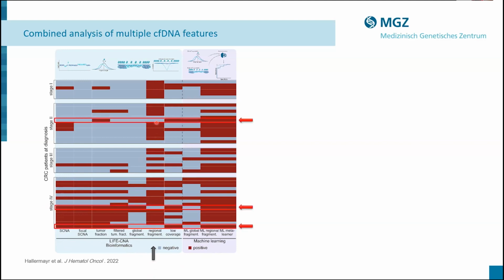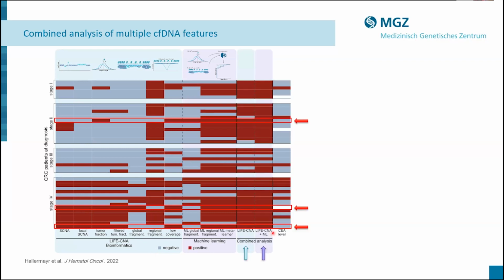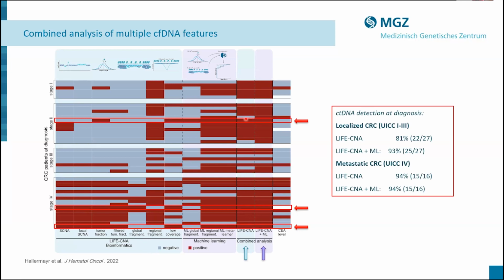However, there are some patients where we didn't detect ctDNA based on regional fragmentation analysis, but when combining all features analyzed, we were still able to obtain positive ctDNA analysis results for these patients. And overall, at diagnosis, we were able to detect ctDNA with the basic bioinformatics analysis in 81% of patients, and the bioinformatics analysis in combination with machine learning classifiers in 93% of patients. In localized disease and in metastatic disease, we didn't observe any difference anymore between bioinformatics or LiveCNA alone or LiveCNA in combination with machine learning classifiers. Here, in both cases, we achieved a sensitivity of 94% at diagnosis.